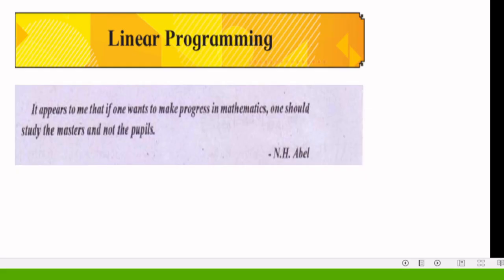The first thing, which is very important: one of the mathematicians, N.H. Abel, has given one thought. I can say it's not a theory, it's a thought. It says, "It appears to me that if one wants to make progress in mathematics, one should study the masters and not the pupils." What does it mean? You can Google it and understand what it means.